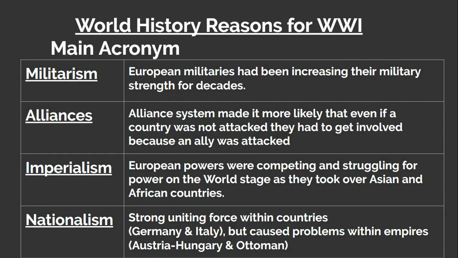Imperialism, European powers were competing and struggling for power on the world stage as they took over Asian and African countries. And nationalism, a strong uniting force within countries. That helped Germany and Italy, but it also caused a lot of problems within empires, like the Austro-Hungarian Empire, where the war initially breaks out with the assassination of Franz Ferdinand by a Serbian nationalist, and also the Ottoman Empire. So these are the reasons in world history.